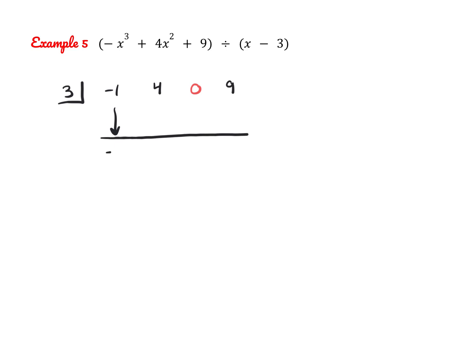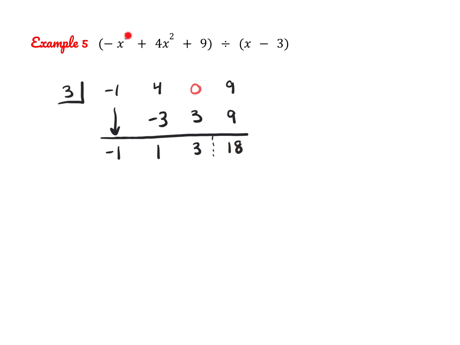So I drop down my first term, and then I start multiplying and adding. 3 times negative 1 is negative 3. 4 plus negative 3 is 1. 3 times 1 is 3. 0 plus 3 is 3. 3 times 3 is 9. 9 plus 9 is 18. And again, remember that last term, if you're doing it correctly, should be your remainder.